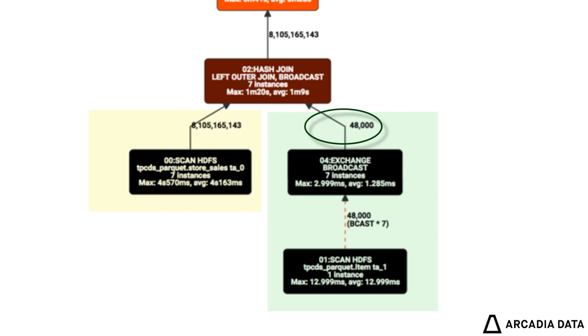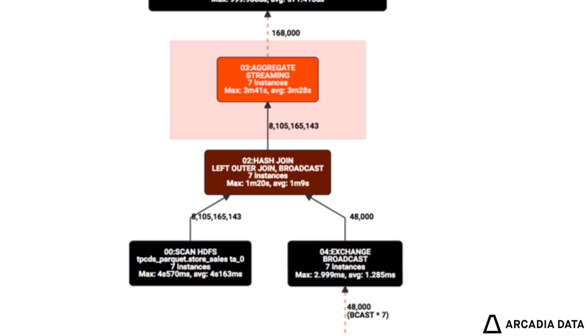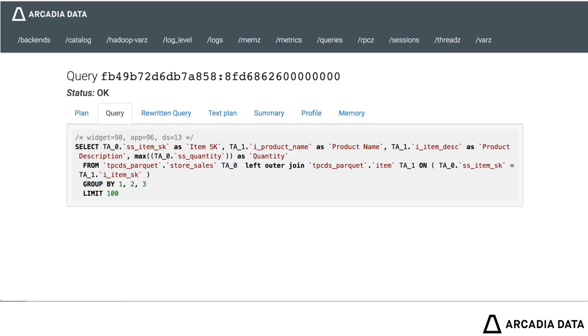In this case, it's the fact table, store sales. We are reading some 8 billion rows. For each of these rows, we're probing the hash table for matches in the item table. This data is then aggregated, and as the colors indicate, this is one of the slowest operations in the plan, taking 3 minutes and 41 seconds. In query details, you can see the original query.